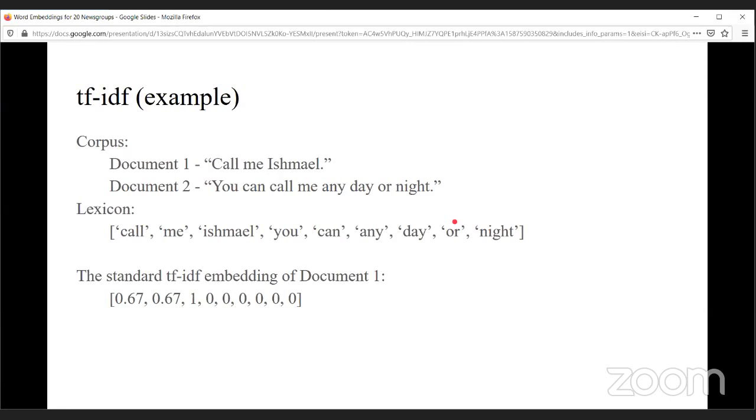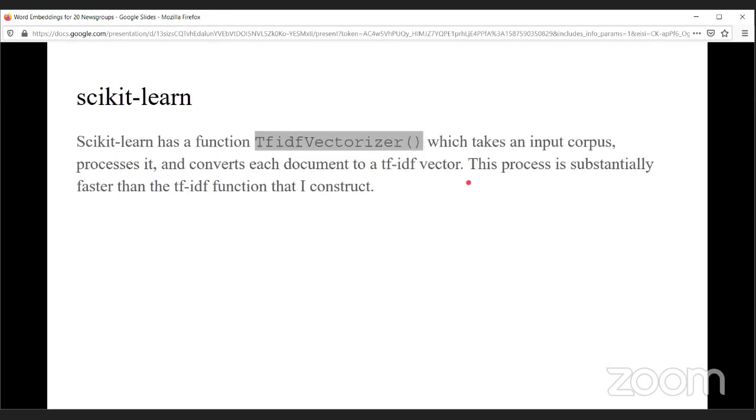So I'm going to go ahead and skip over this example in the interest of time. It's just giving an example of how to construct a TF-IDF. So this is what I just said earlier. Scikit-learn has a built-in function.